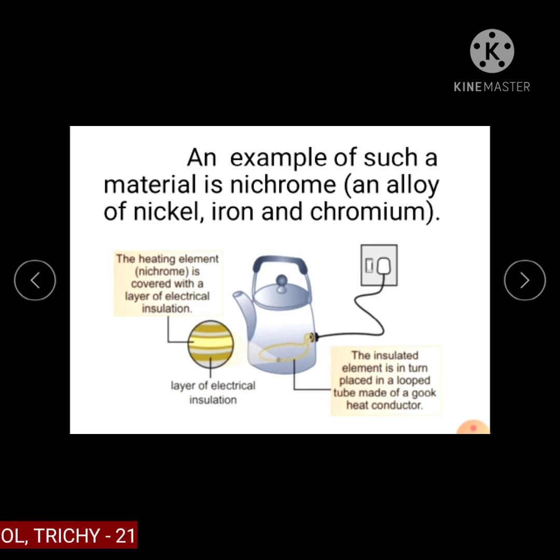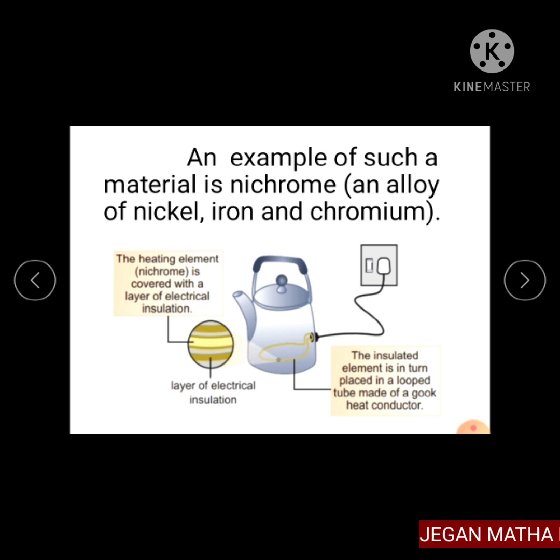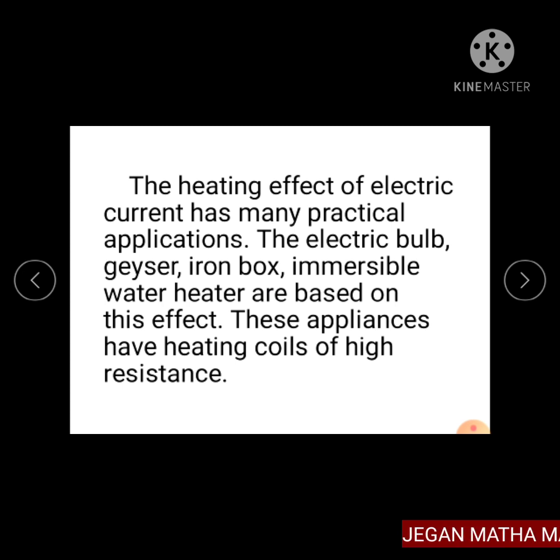In this figure, the heating element nichrome is shown. The heating element is covered with a layer of electrical insulation. The insulated element is in turn placed in a looped tube made of a good heat conductor.